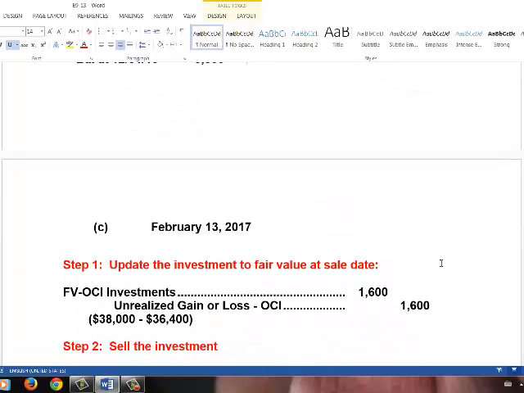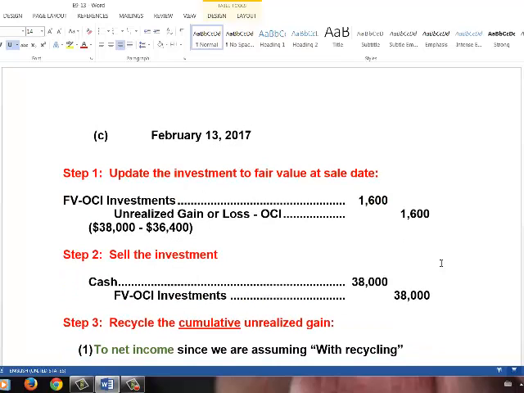Okay, now the question in part C, they told me here, now I sold the investment. On February the 13th, 2017, I sold my investment in Fahad for $38,000, and they want me to make the journal entry assuming that I used with recycling and without recycling. So what would I do? Well, first of all, step 1 and step 2, the first two entries aren't going to change. It's the third entry that changes, because if I assume whether it's with or without recycling, let's do the first two steps first.